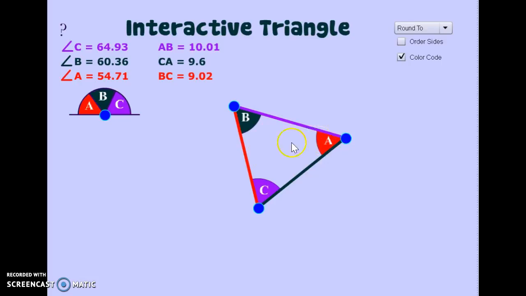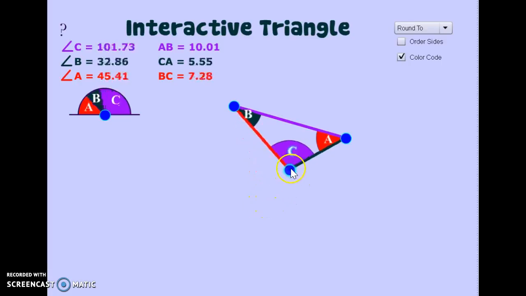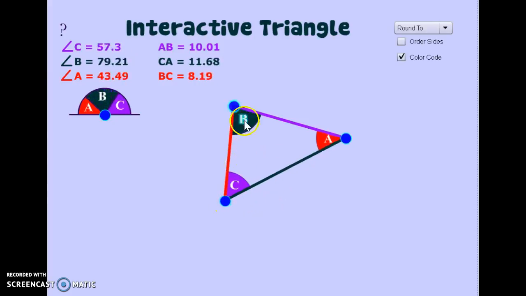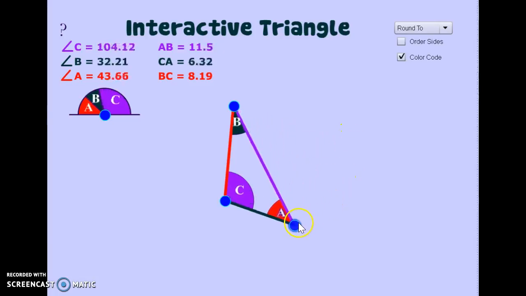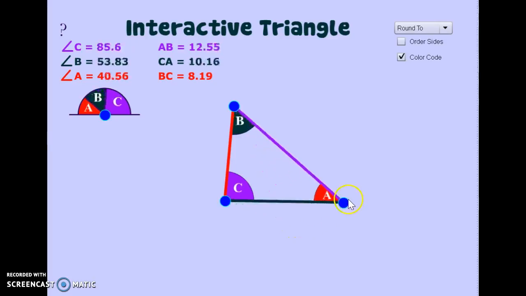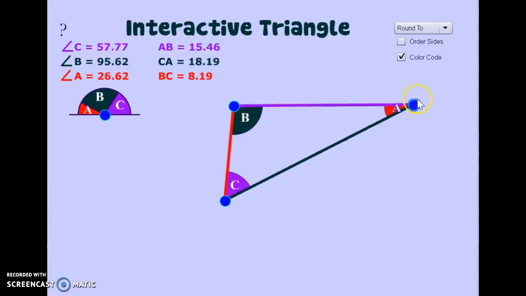Let's color code this. So the red side is opposite the red angle because it opens to the red angle. And the C is opposite the purple angle. And the B is opposite the black. And so if I make my black angle smaller, so my black angle is pretty small, my side is 5.5. But if I open this doorway up, the side has just gotten bigger. So the bigger the angle is, the bigger the side is. Just like if I move this side here, the B gets smaller, so the side gets smaller. When my angle B gets bigger, it gets longer.